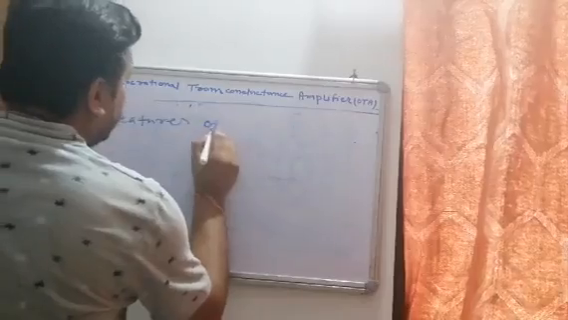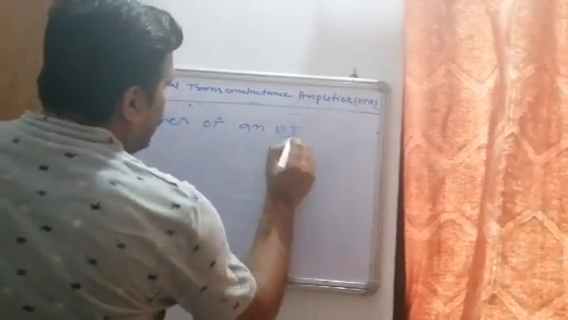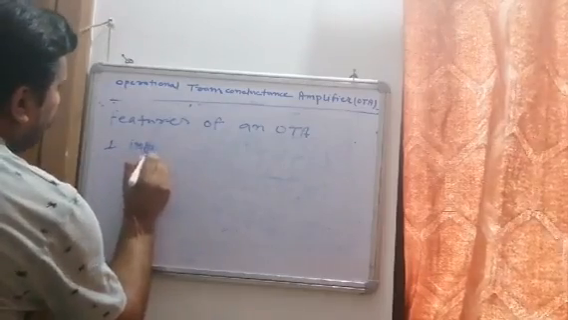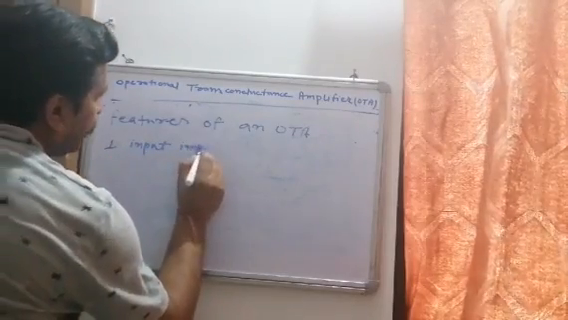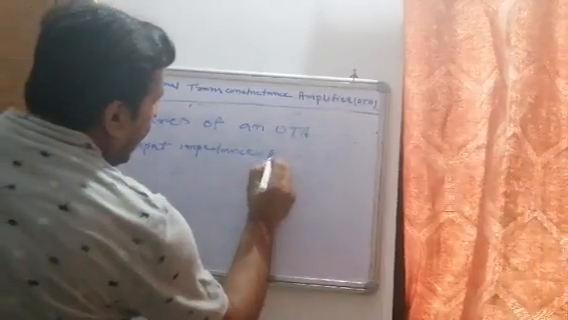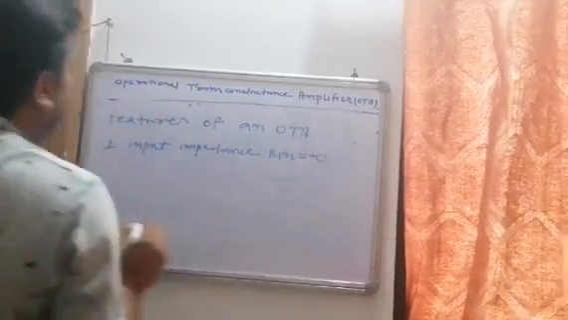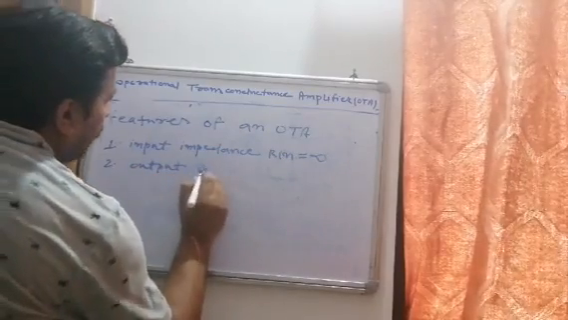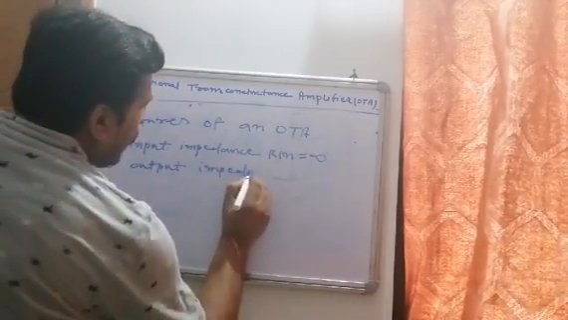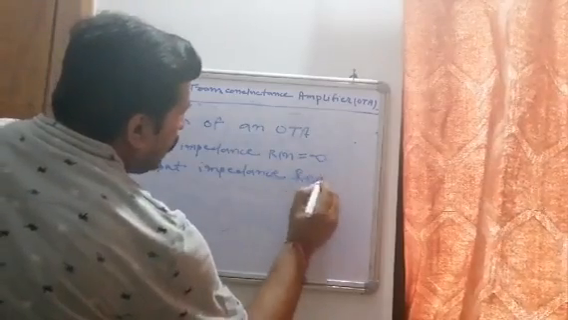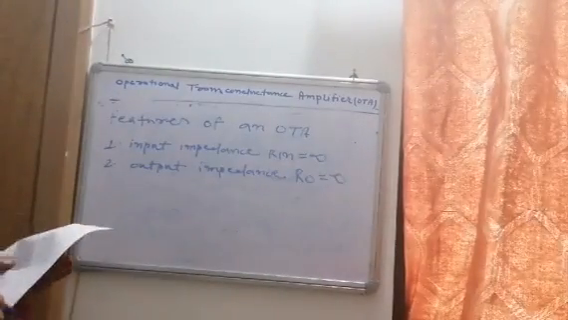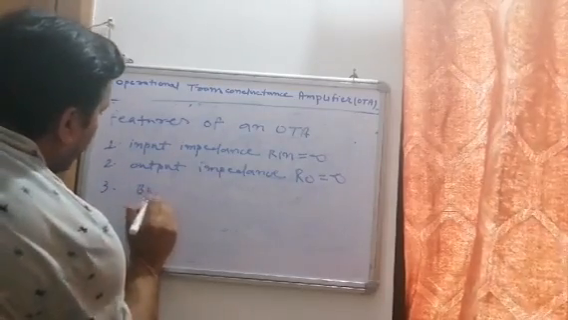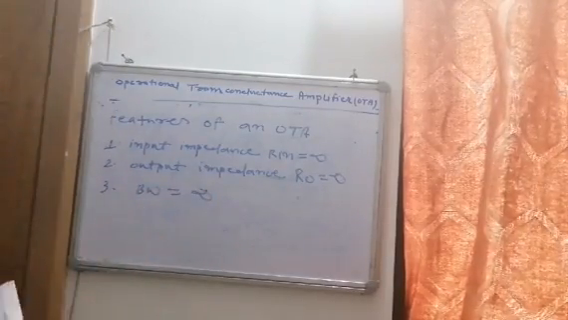Features of an OTA. So first feature will be input impedance R in should be infinity. Second feature, output impedance R naught is also equal to infinity. Third feature, bandwidth should be infinity.